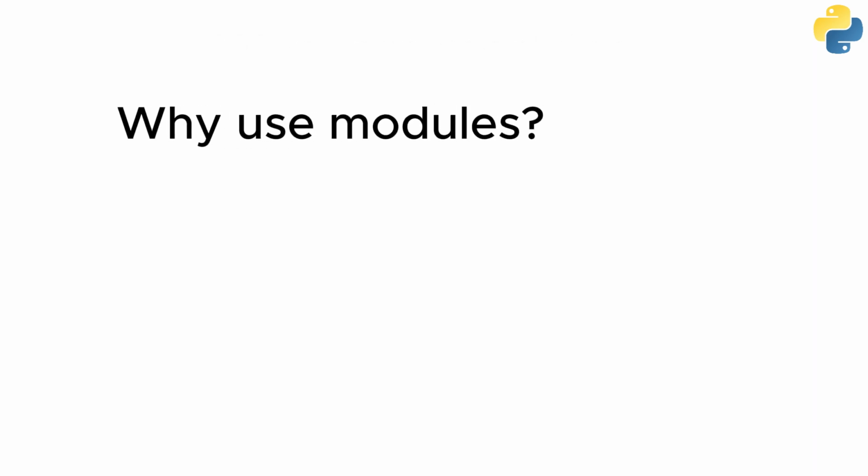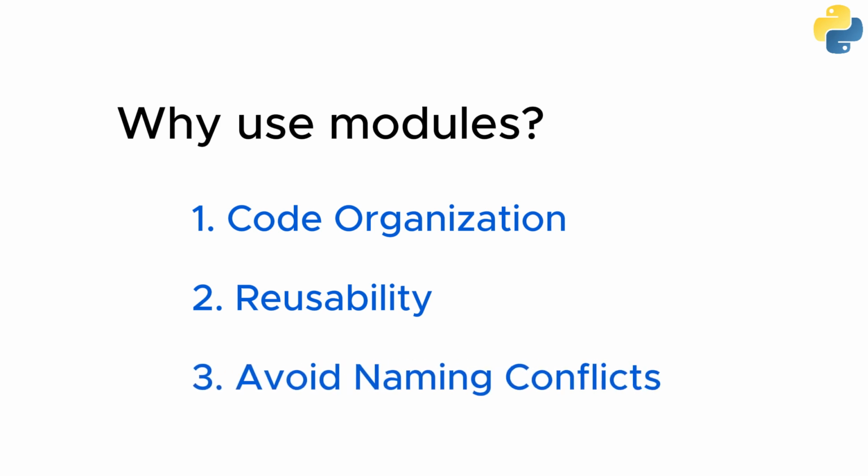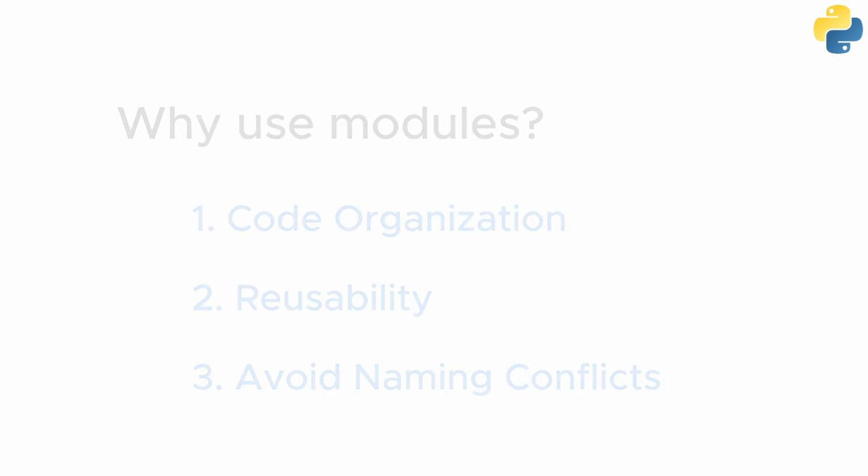What are the big benefits of using modules? First, code organization. Instead of one giant messy file, you can break your code into smaller, manageable pieces. Second, reusability. Write a useful function once, save it in a module, and then use it in any of your projects. And third, it helps avoid naming conflicts. If two different parts of your code use the same variable name, modules help keep them separate.